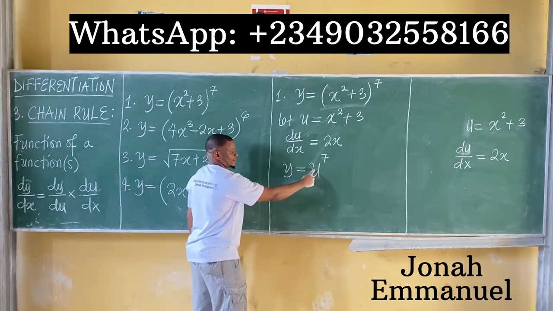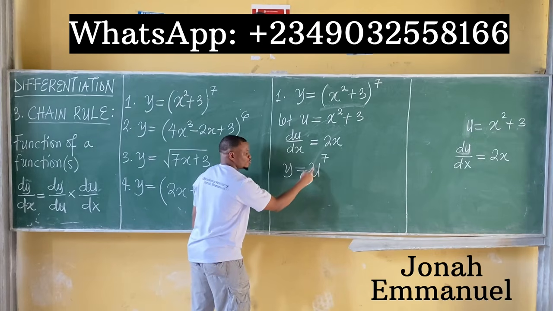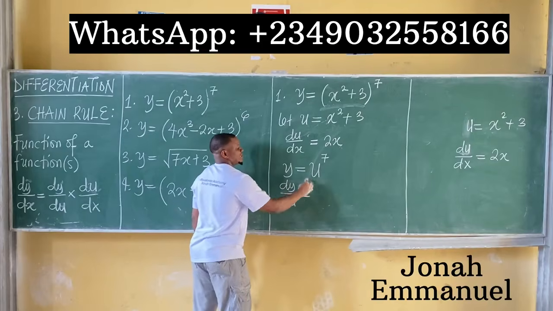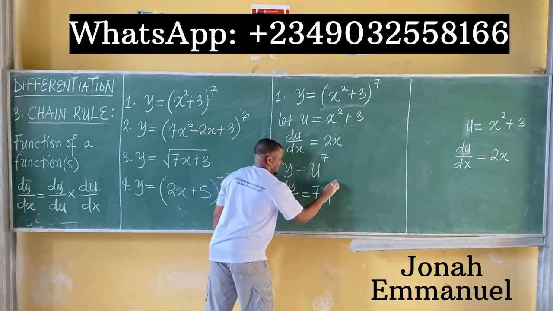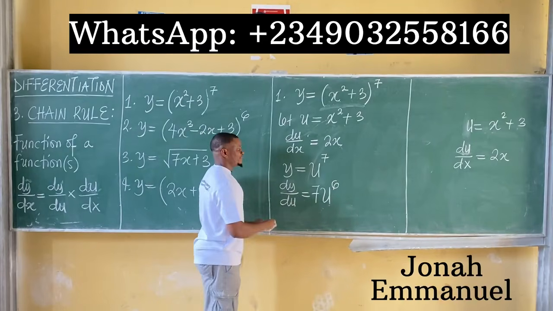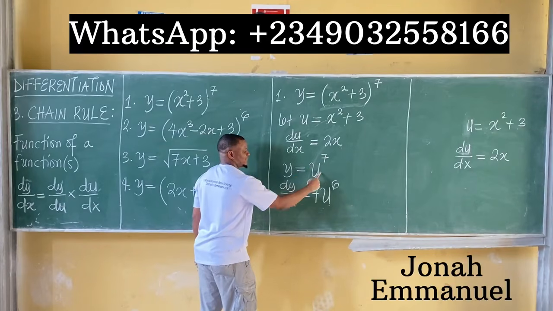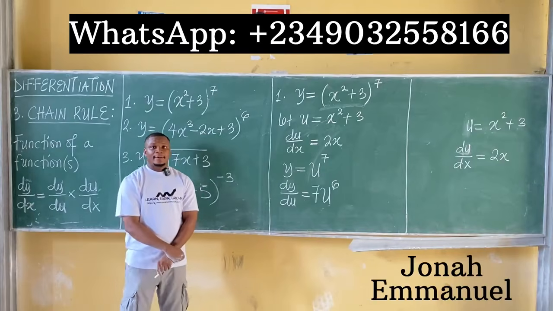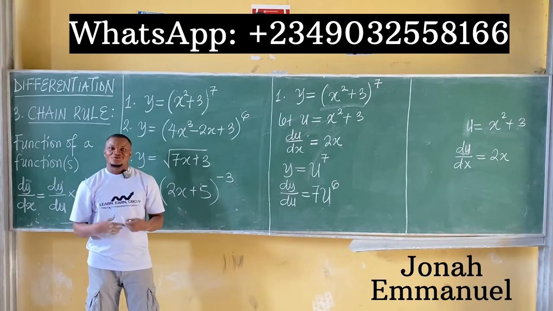If this was x, you would have had dy dx. Now that it is u, what will you have there? dy du. Differentiate this with the power method. What do you have there? 7u to power what there? 6. How? We've said multiply by the power, subtract 1. 7 times this gives you 7u. 7 minus 1, 6. That's it. Now let's solve example 2, example 3. You get it clearer. Just follow the steps. That's the main thing.